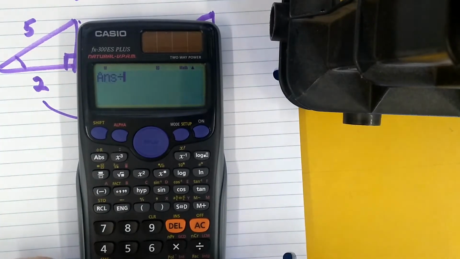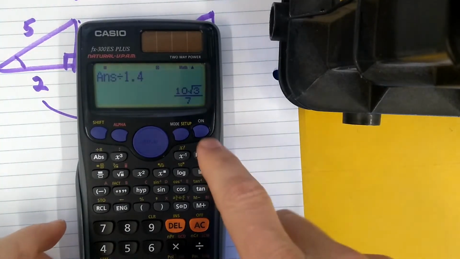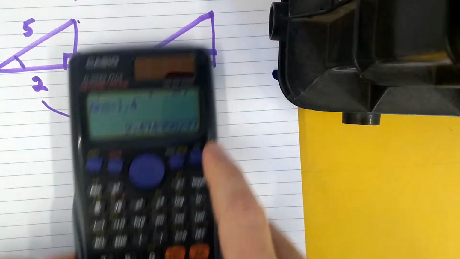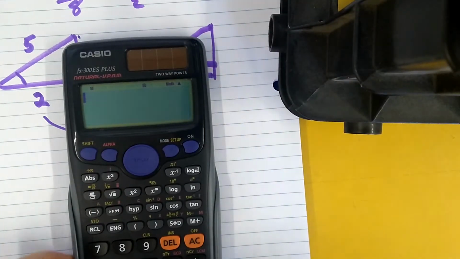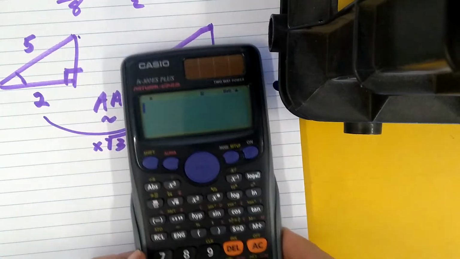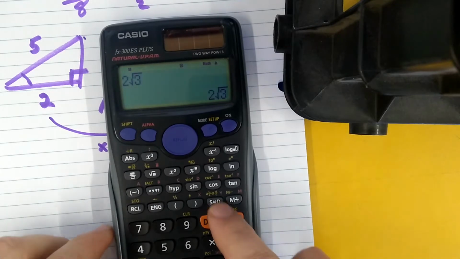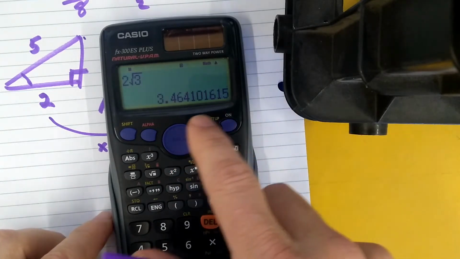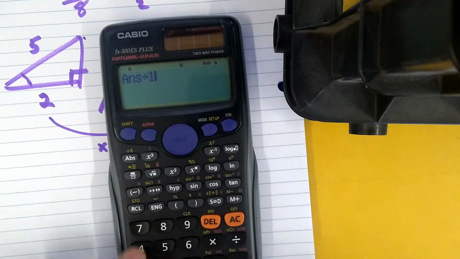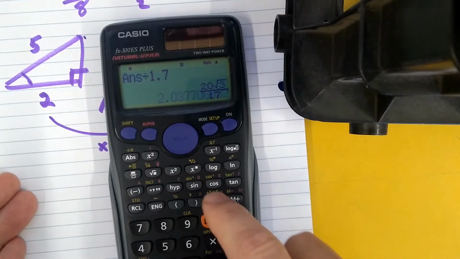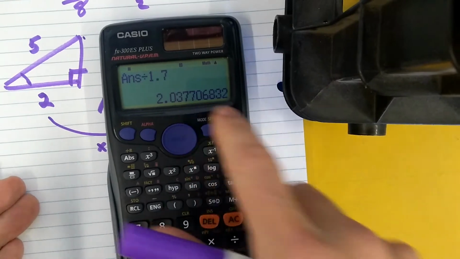And if I divide that by 1.4, you will notice that I am very close back to my square root of 3. Try that again. 2 square root 3 is 3.46. And if I divide that by 1.7, which is the approximate square root of 3, I'm very close back to my 2. So there are some rounding errors going on there.